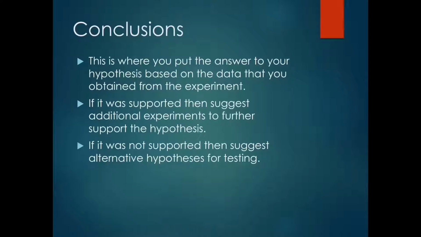But if your hypothesis wasn't supported, then the other thing you should be writing in your conclusion is alternative hypotheses for testing. So let's say fertilizer didn't affect the bean pod production. Well, then maybe you can say, let's test temperature next time. So maybe a higher temperature is going to increase bean pod production. That would be something that you would write in your conclusion.